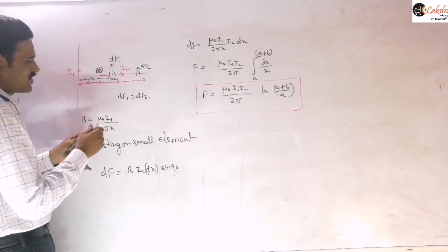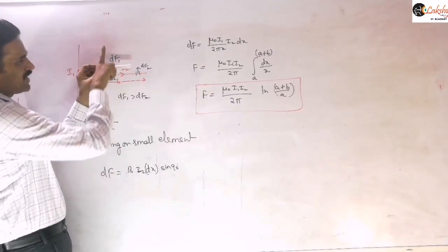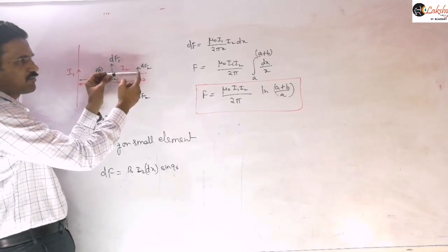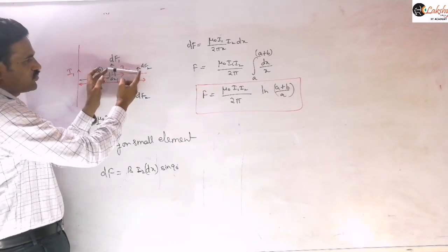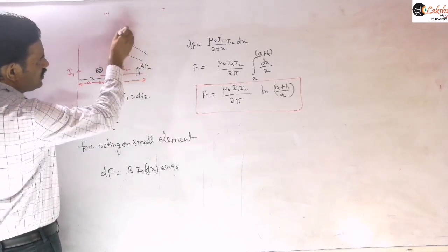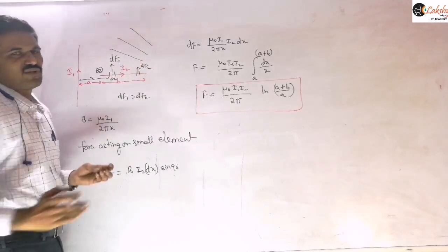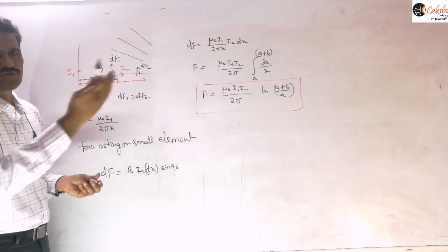In addition to moving, it should also rotate here. That means this end of the wire is experiencing a larger force when compared to that of this end. And so this wire will travel like this. That means at some instant you will get this position of the wire like this. It will execute translatory as well as rotatory motion. That means it will also rotate there.